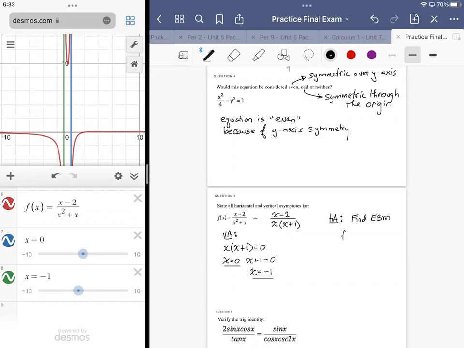And the end behavior model we get by taking the term with the highest power on the top of the fraction and dividing it by the term with the highest power on the bottom of the fraction. So y is equal to x over x squared, which would be 1 over x. That's the end behavior model.